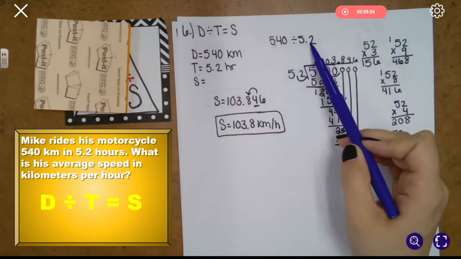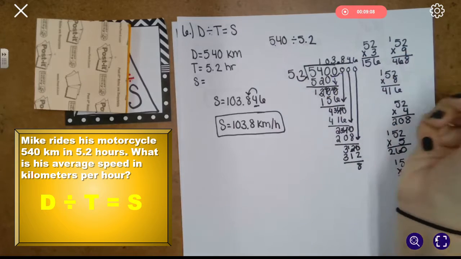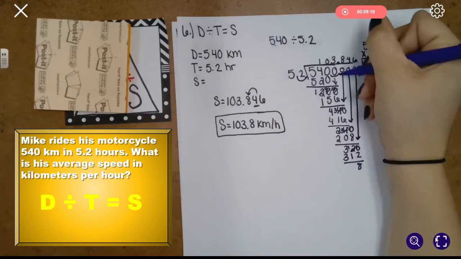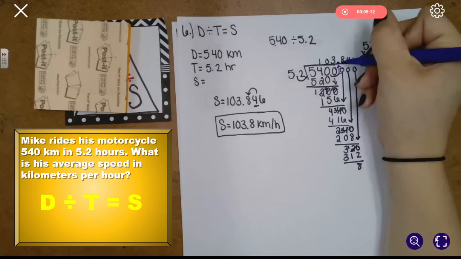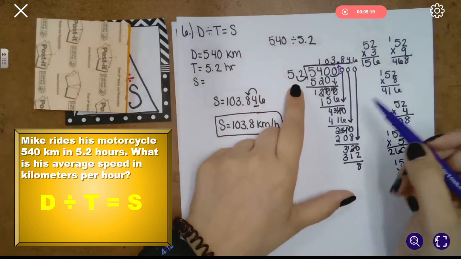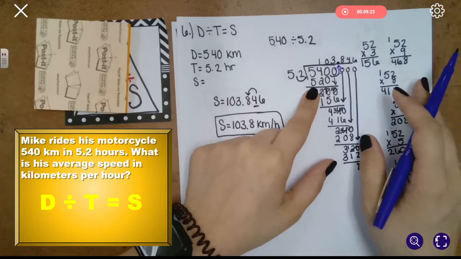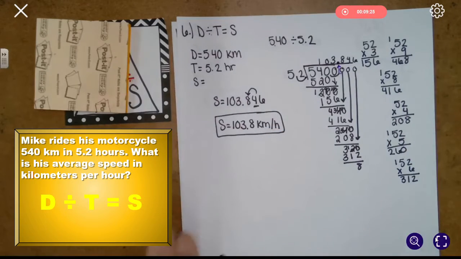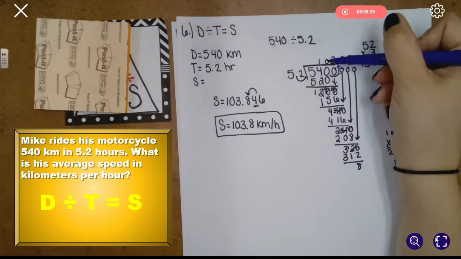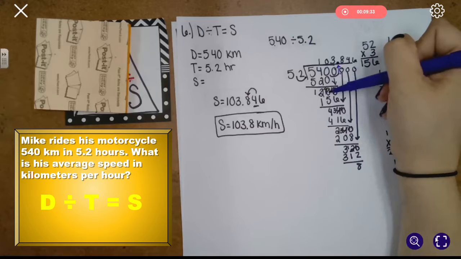540 divided by 5.2. Again, move your decimal point. Whenever I move the decimal point, I always just bring it straight up. That's just me, so I don't forget where it goes. I knew that if I took 52 and multiplied it by 10, I would get 520. Anything times 10, you just add a 0 to the end. So I multiplied it by 10, and I got 520. I subtracted, and I got 20.